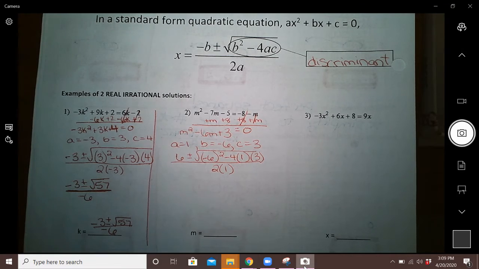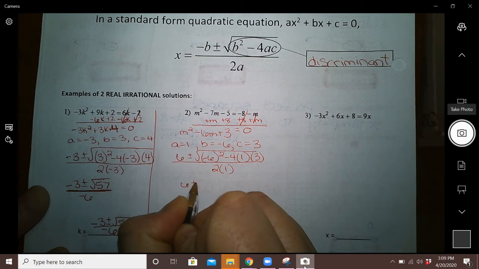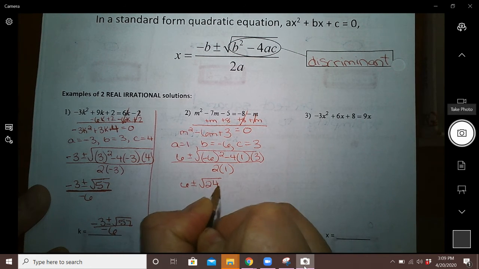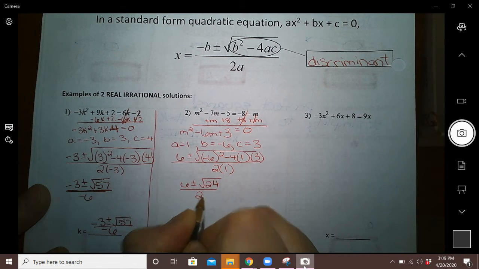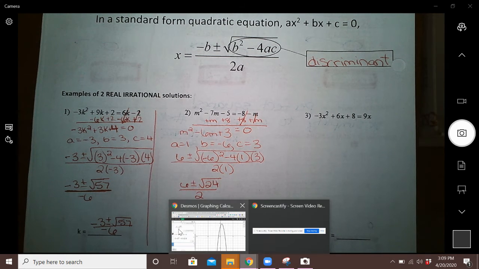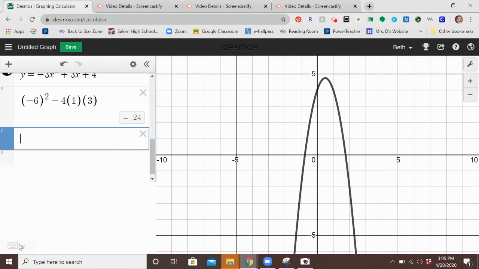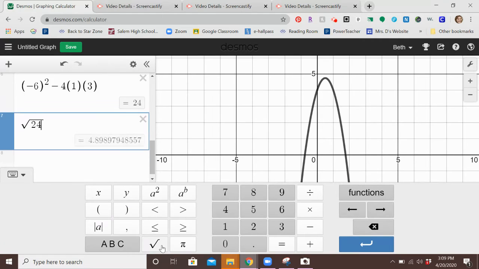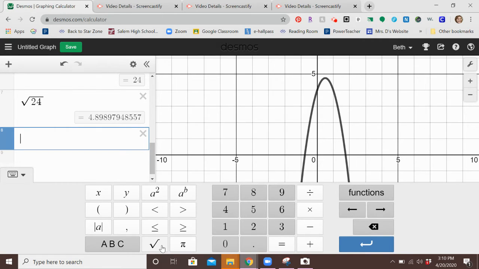The number beneath the radical is 24. 2 times 1 on the denominator is 2. Okay. 24 is not a perfect square. If you try to take the square root of 24 to keep going, you're going to get a decimal. Not just a basic decimal, but an irrational decimal. So I don't want a decimal.